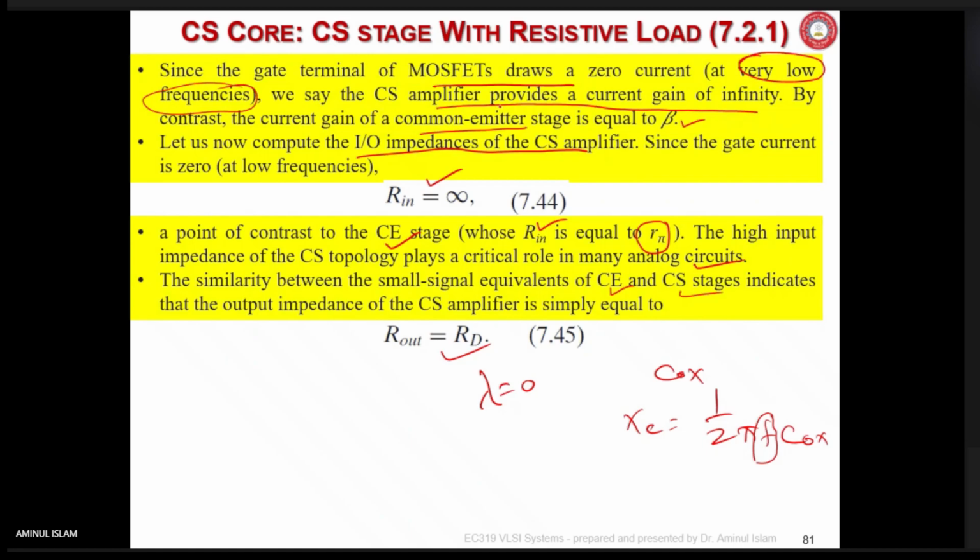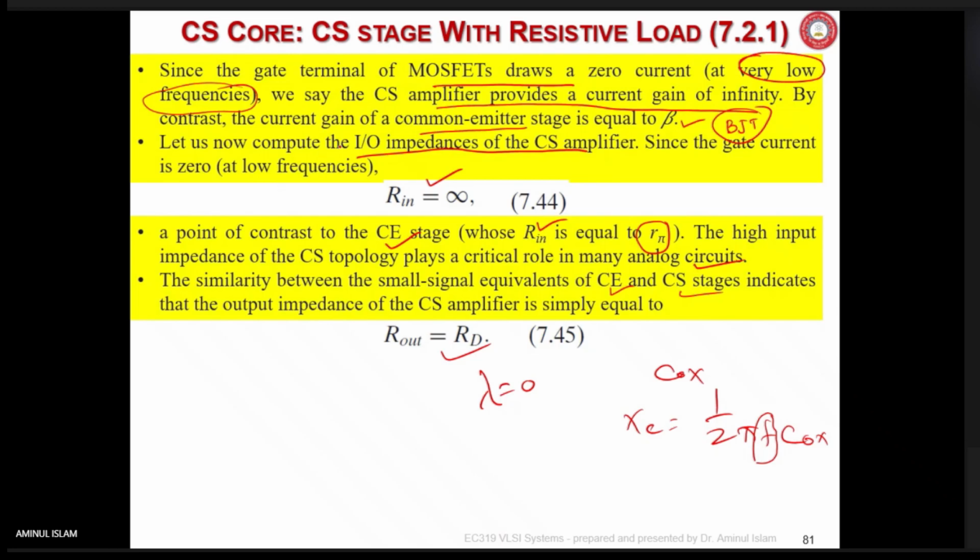We say the CS amplifier provides a current gain of infinity. By contrast, the current gain of a common emitter stage is equal to beta. It's talking about BJT-based amplifiers. In a BJT-based amplifier, there will always be IB flowing. Base current should be there. Whereas in this MOSFET-based CS amplifier, there is no current at all at low frequency. So current gain may be infinite.